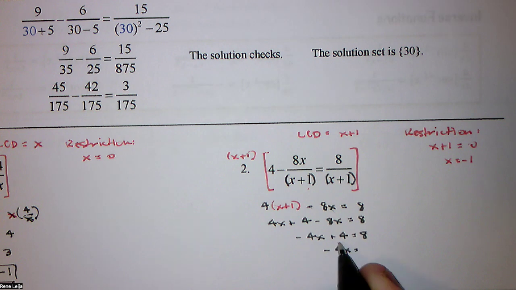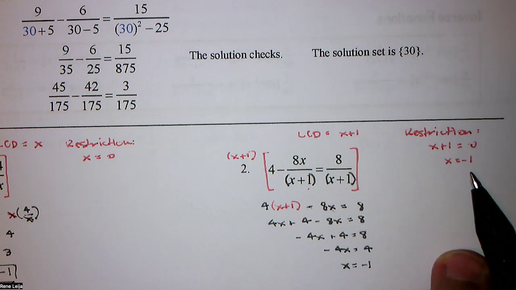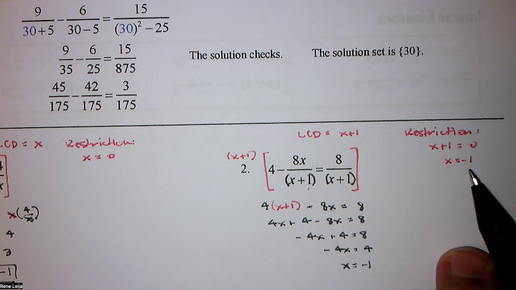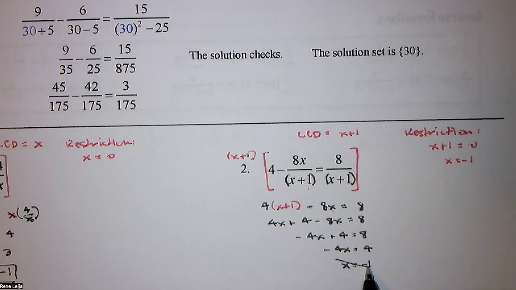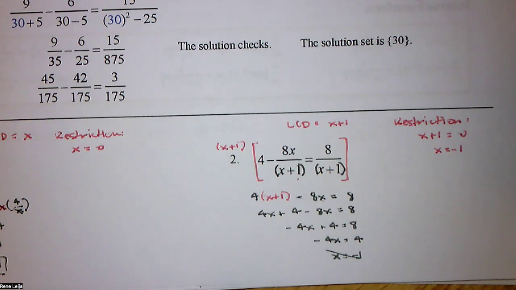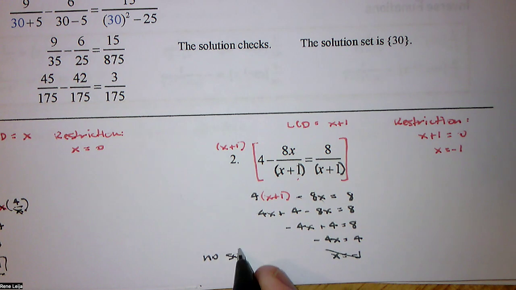-4x, we're going to subtract 4 from both sides. So we get a 4. And then when we solve, we get a -1. But again, remember I told you, look at your restriction. That's why you have to find your restrictions. Since the answer that I got is my value that's restricted, I cannot use it. It's the only answer I got. So that means that my answer for this particular equation is going to be no solution.